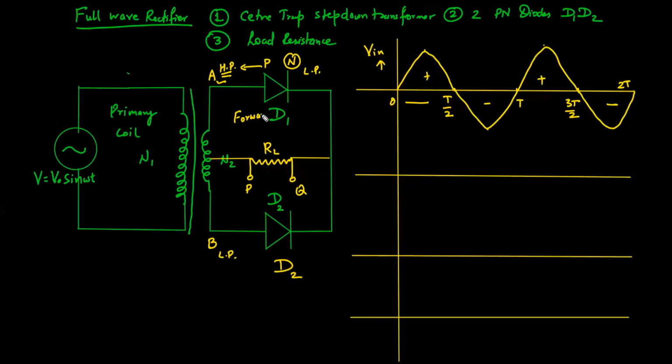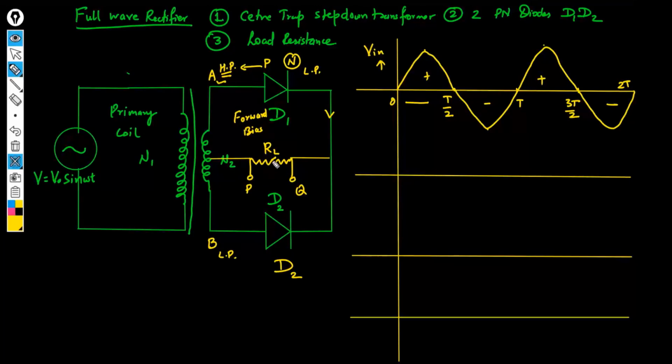Now if D1 is in forward bias, it will conduct electricity and current will flow in clockwise direction, as you can see. So current here, let's say I1. When this current passes through the load resistance, we will get output because of D1. So with respect to D1, if I want to write the voltage VD1, we will have positive voltage.